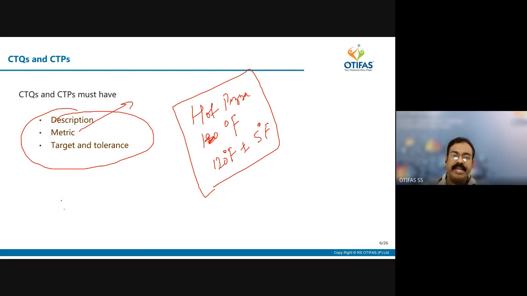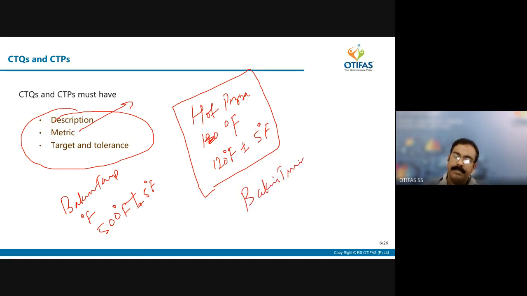So for example, baking temperature is a CTP. Again, that is measured in degree Fahrenheit or degree Celsius. 500 degrees centigrade plus minus 5 degrees centigrade, maybe a target and tolerance. Now, baking time is also a CTP, and it is measured in minutes. And what is the target? 20 minutes plus minus 2 minutes.